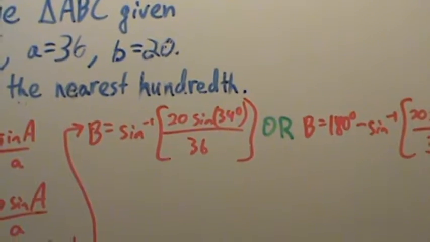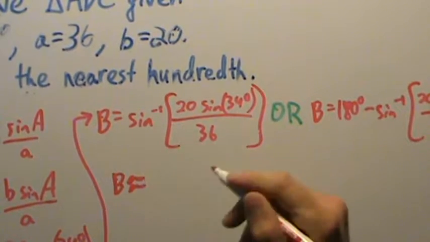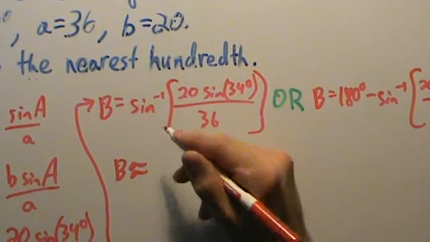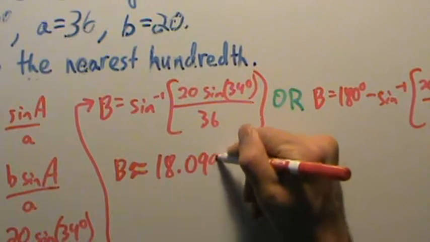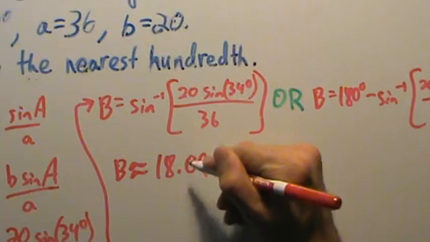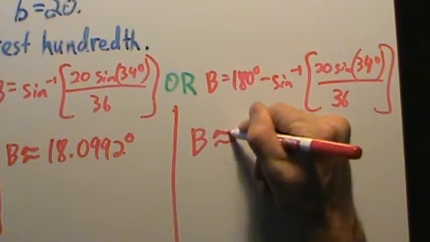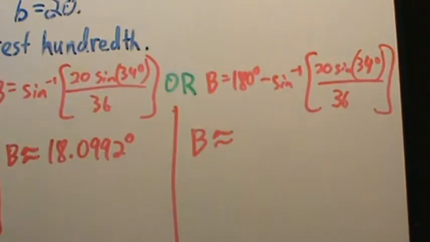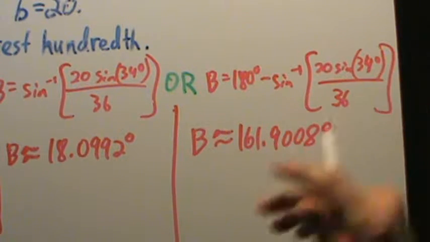Why 4? The directions say round to the nearest hundredth, but let's round it out to 4 for now, in case we have to use this approximation later to get another value. So B is approximately 18.0992 degrees. Or from the separate case, B is approximately what? Let's check that. 161.9008-ish. 161.9008 degrees.